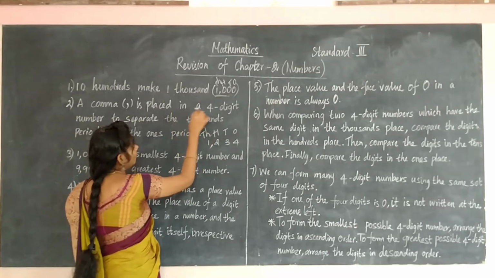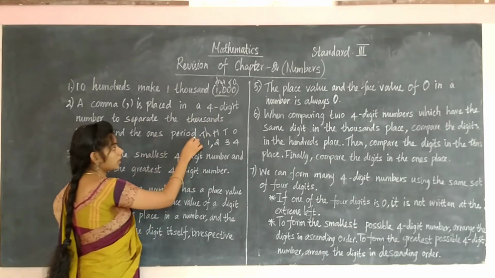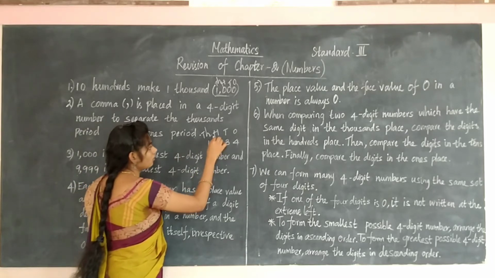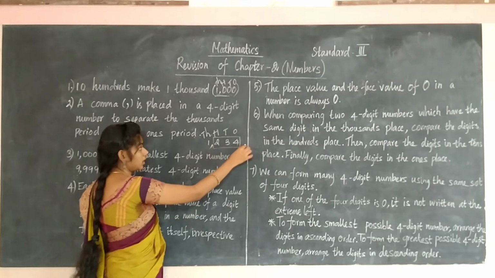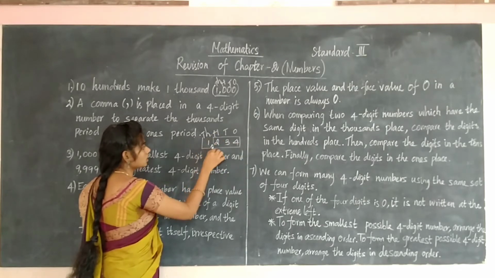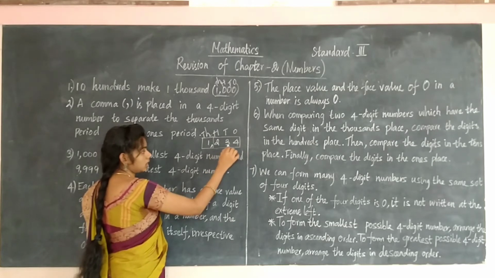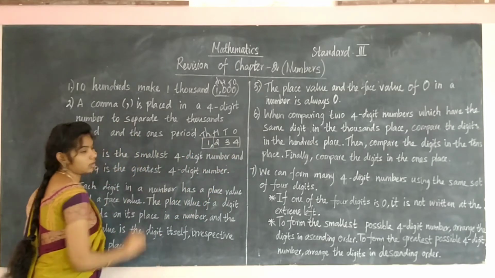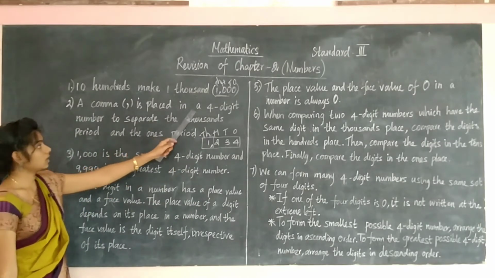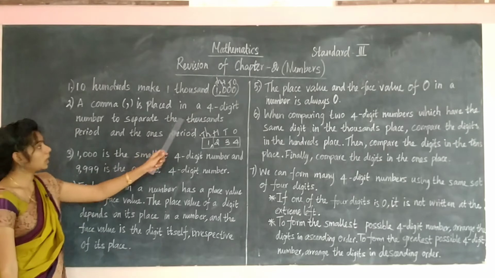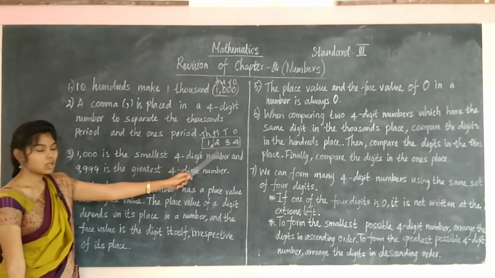The periods are given, that is thousands period and ones period. Which one is the ones period? These three places are the ones period. Ones, tens, and hundreds are the ones period, and this is the thousands period. One digit is the thousands period, and these three digits are the ones period. Okay, did you understand this? Yes. The comma is placed in a 4-digit number to separate the thousands period and the ones period. You all come to know how this has separated.